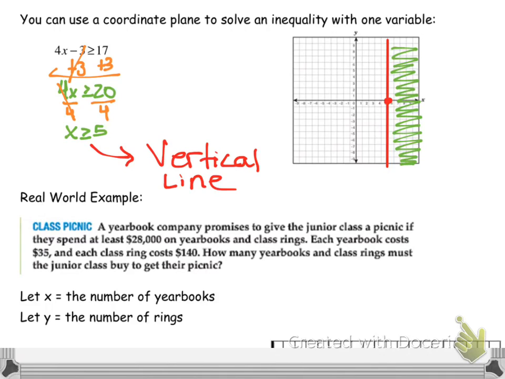If you understand that, go on, scroll down to the rest of the page, and then we'll do a real-world example and make a graph from that. Otherwise, you can pause, rewind if you need to, and then just watch again.